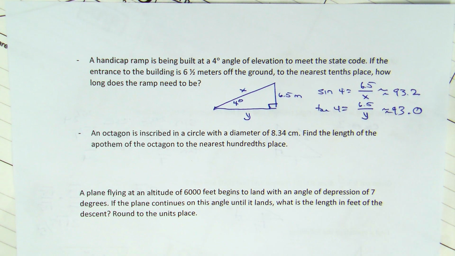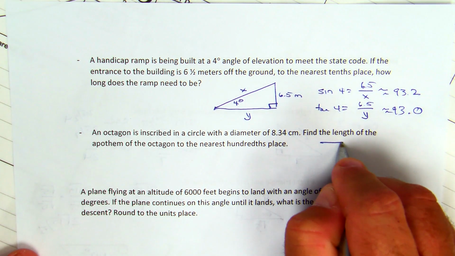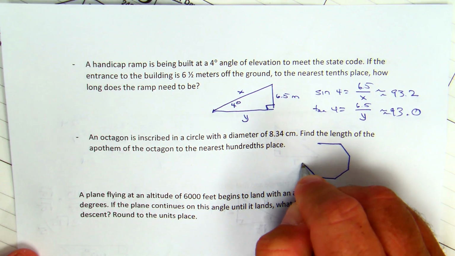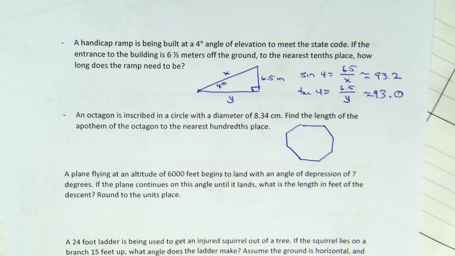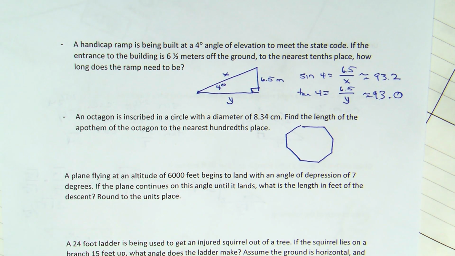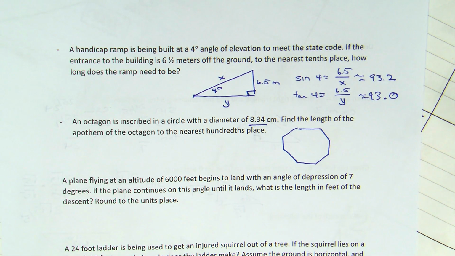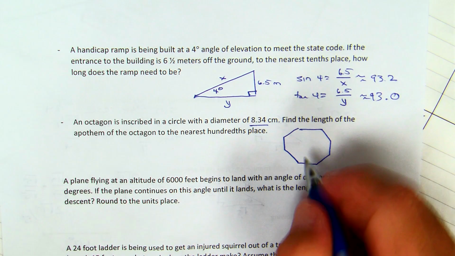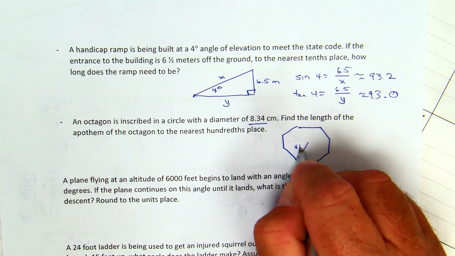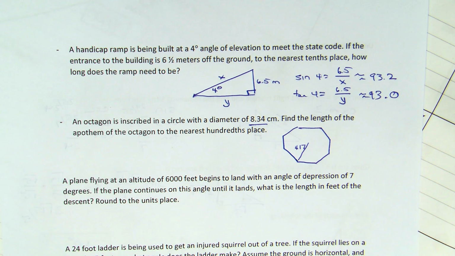An octagon is inscribed in a circle with a diameter of 8.34 centimeters. Find the length of the apothem to the nearest hundredth place. Alright. Your choice if you want to draw the circle or not, but it's not necessary. You just would have to remember that the radius of the circle and the radius of the polygon are exactly the same. So if the diameter is 8.34, to get its radius, we would divide by 2. Makes the radius 4.17. Good? So again, your choice on if you want to draw the circle or not.